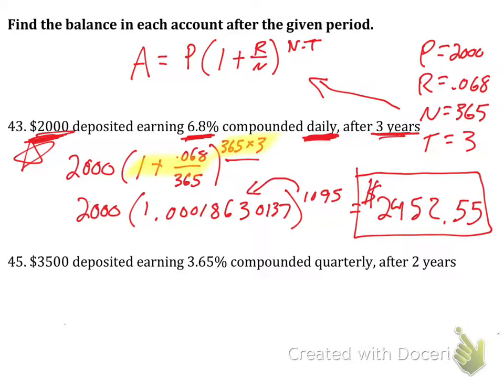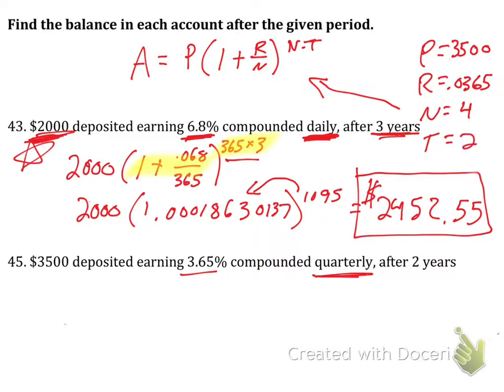All right, same thing with 45. Let's see how many we got left here. So this is the last one here. 45. So I know my P is 3,500. It's 3.65%, so I'm going to move the decimal over 2 spots: 0.0365. Now it's quarterly. How many quarters are there in a year? Think about how many quarters are there in a dollar. So there's going to be 4. That's how many times the compound interest hits the amount you deposited. And then a time of 2 years.